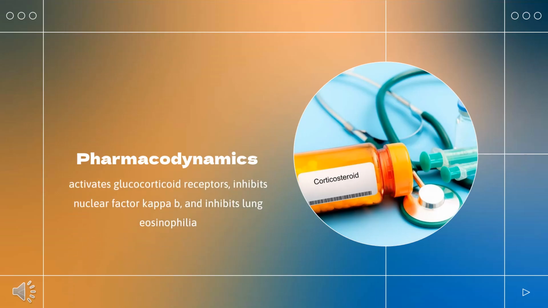Pharmacodynamics. Systemically, in vitro experiments show fluticasone furoate activates glucocorticoid receptors, inhibits nuclear factor kappa B, and inhibits lung eosinophilia in rats. Fluticasone propionate performs similar activity but is not stated to affect nuclear factor kappa B. Fluticasone propionate as a topical formulation is also associated with vasoconstriction in the skin.